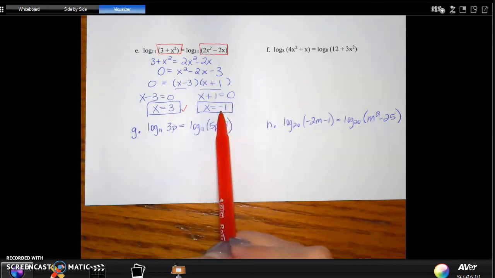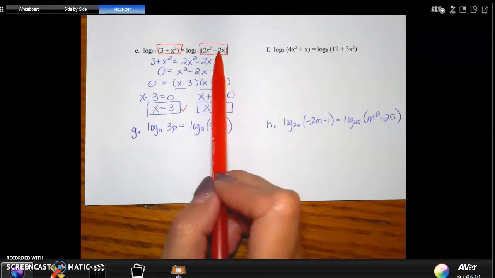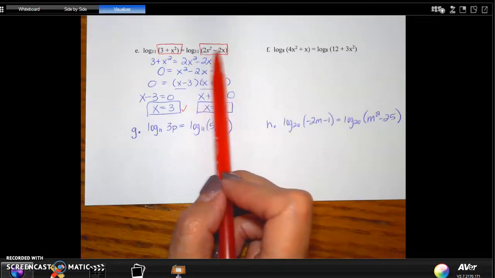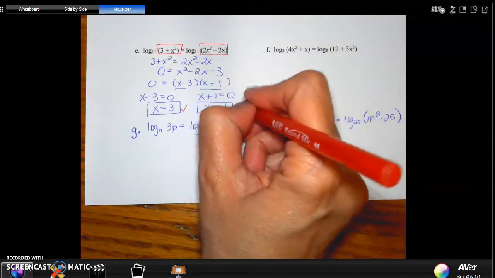Same thing's going to happen over here. Negative 2 times negative 1 is a plus 2 on the tail end. Negative 1 squared times 2 is 2. 2 plus 2 is 4, so we're okay there as well.